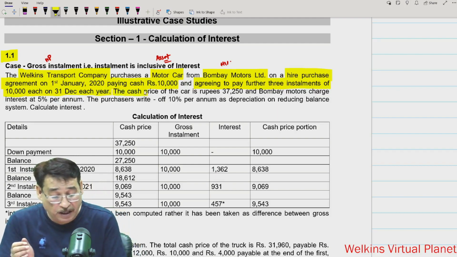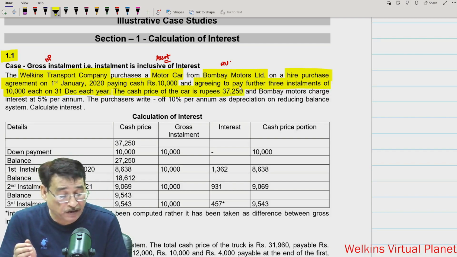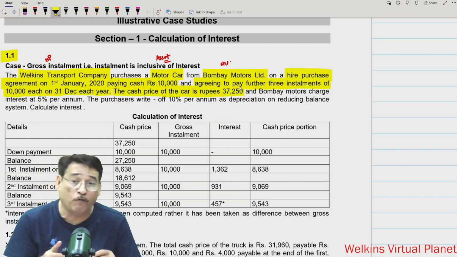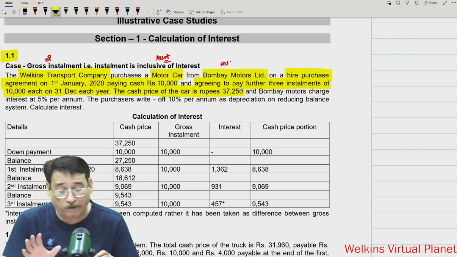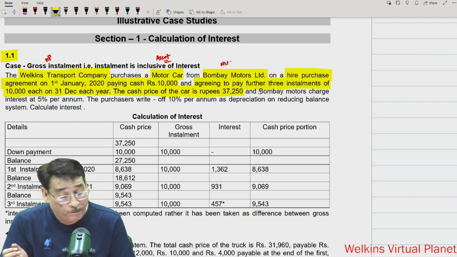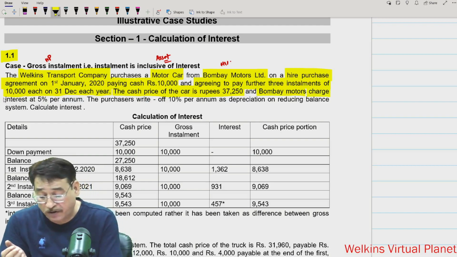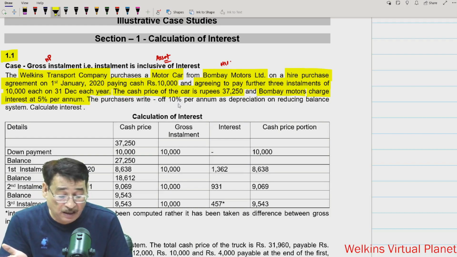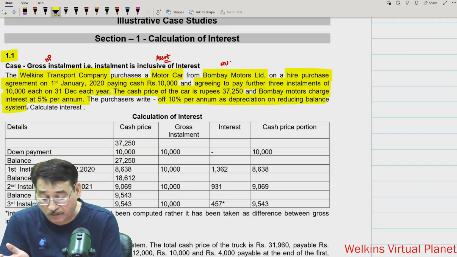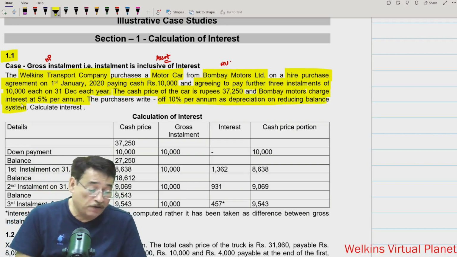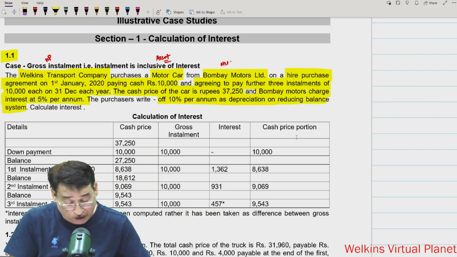Further, it is written that cash price of the car is 37,250. What we mean by cash price, I will let you know everything. Don't worry, in detail. And Bombay Motors, which is the seller, charges interest at 5% per annum. And there is another line given that the purchaser writes off 10% per annum as depreciation on reducing balance system. So, now we will try to analyze this particular question. Let's have a look over here.